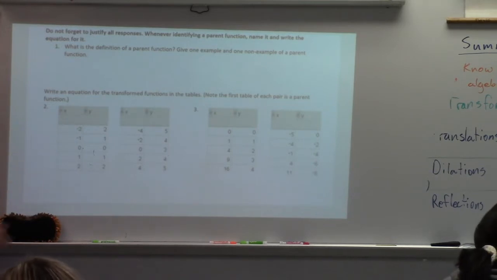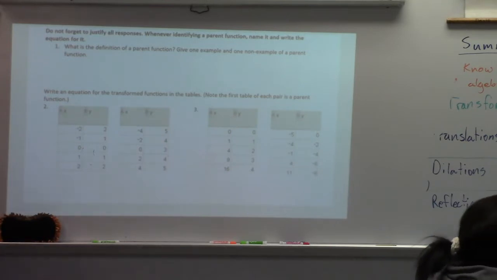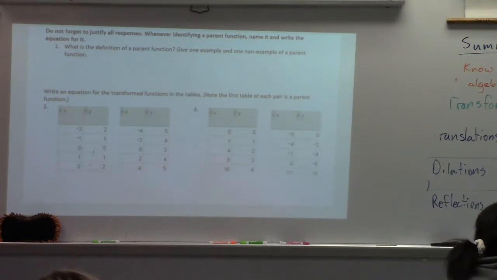So what makes a parent function? The main or defining operation. For example, squares, square roots, cubes. So you have a main operation without what? Transformations, seen through addition, subtraction, multiplication, and division. And I wanted you to connect that to your examples.